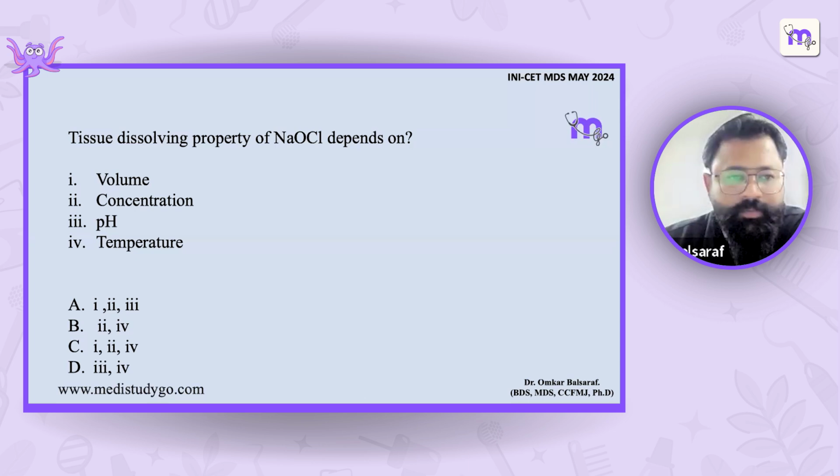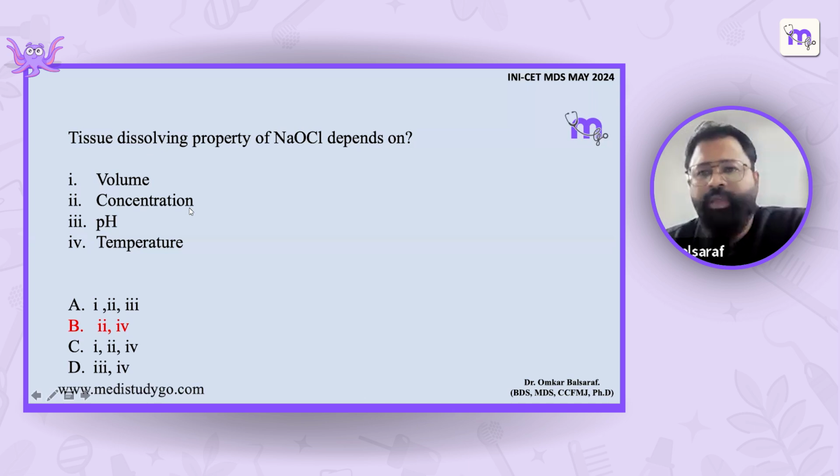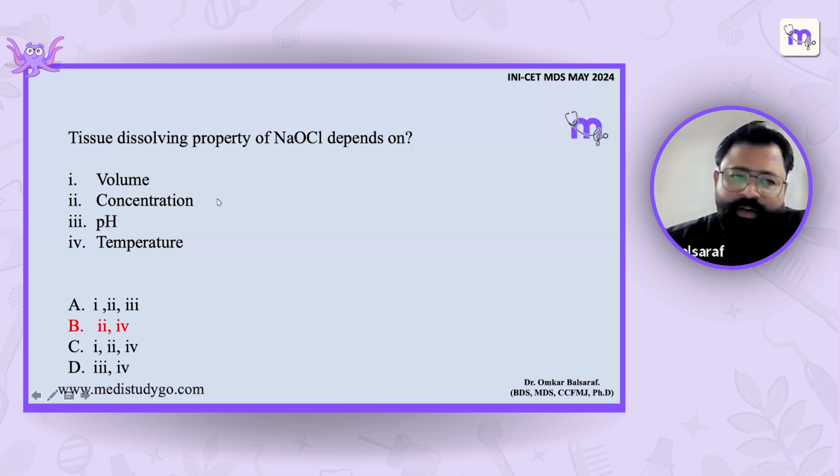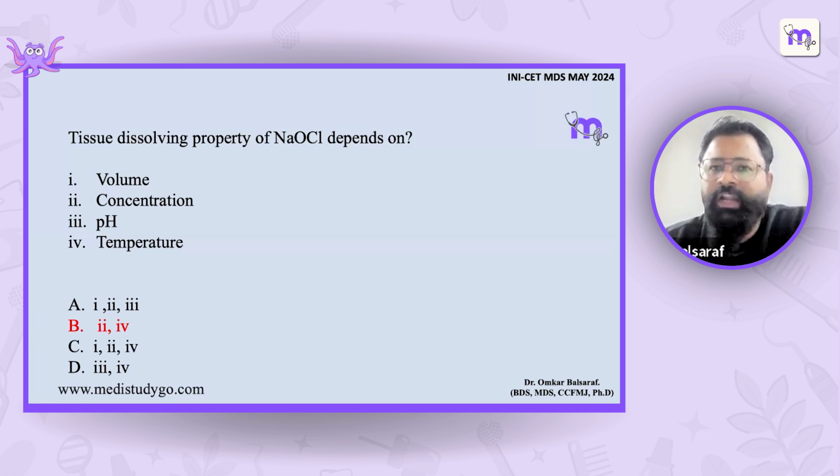So coming to the answer, it is B, that is 2 and 4, your concentration and the temperature. Now, as we know, sodium hypochlorite can be used in various concentrations from 0.5 to 5.25%. Also, if the temperature of the sodium hypochlorite is increased, definitely it gives more tissue dissolving properties, as the studies have told us. The pH can't be altered for sodium hypochlorite, and also volume.